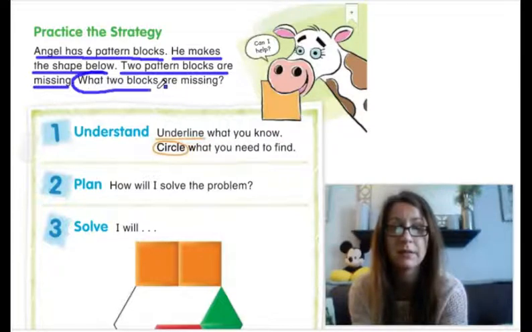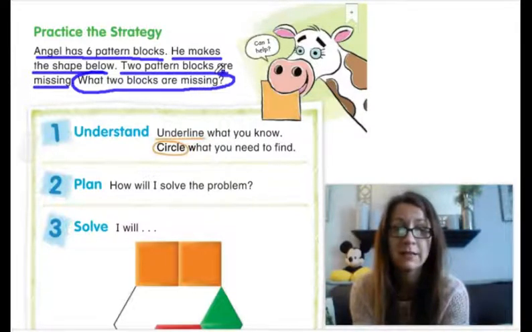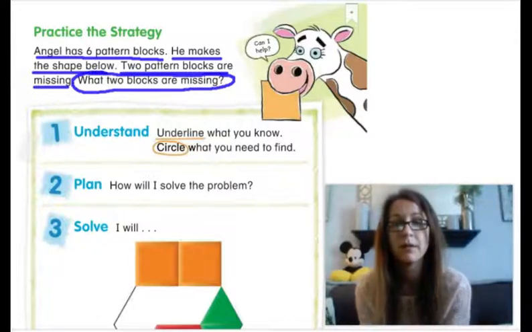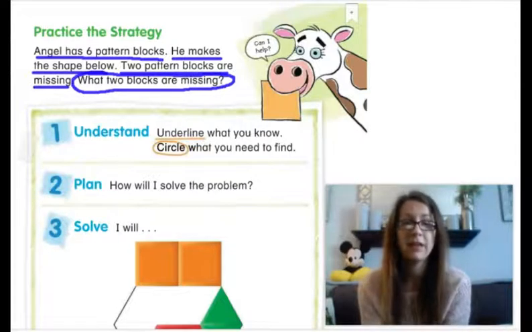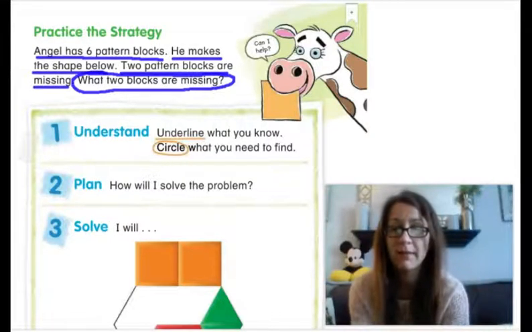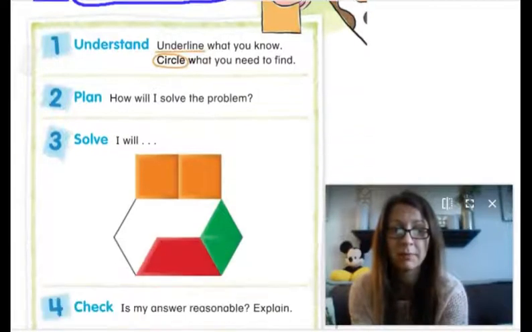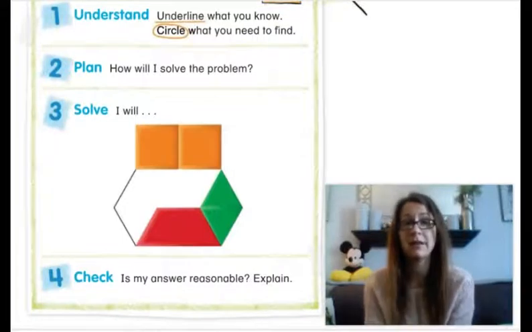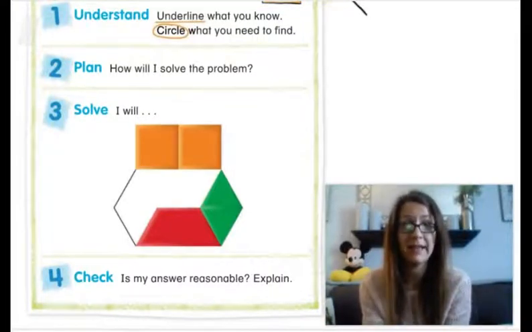Remember, the sentence that we're circling is always the sentence that has the question mark because that's telling us what we are trying to find in this word problem. So let's read it one more time. Angel has 6 pattern blocks. He makes the shape below. 2 pattern blocks are missing. What 2 blocks are missing? So now let me scroll my page down here so we can look at this shape. So we're going to use logical reasoning to fill in our missing blanks for this composite shape.